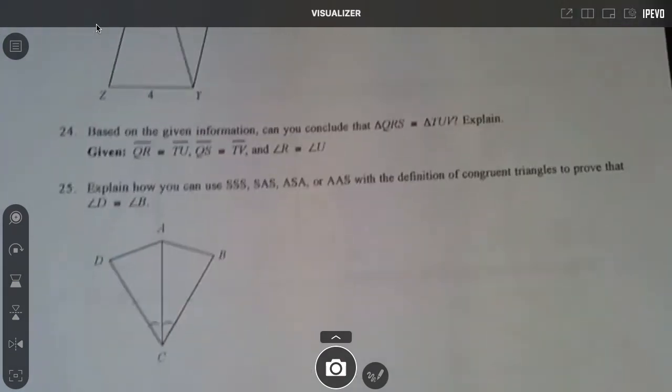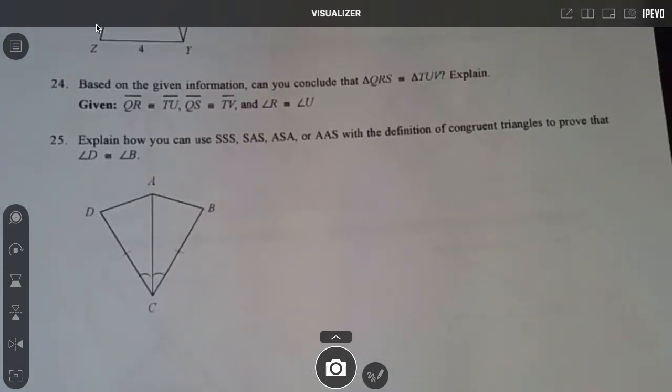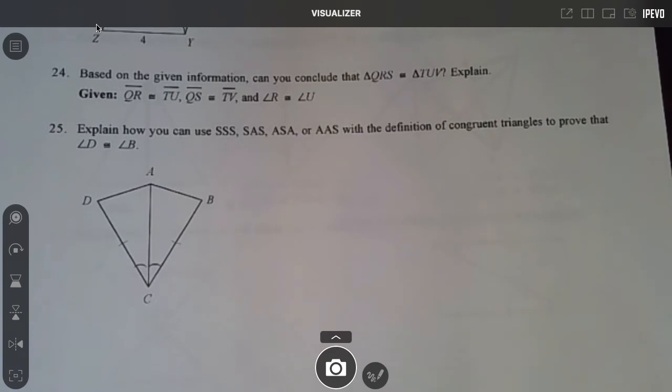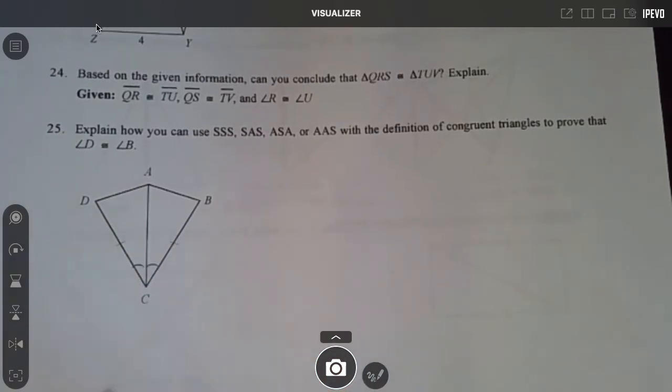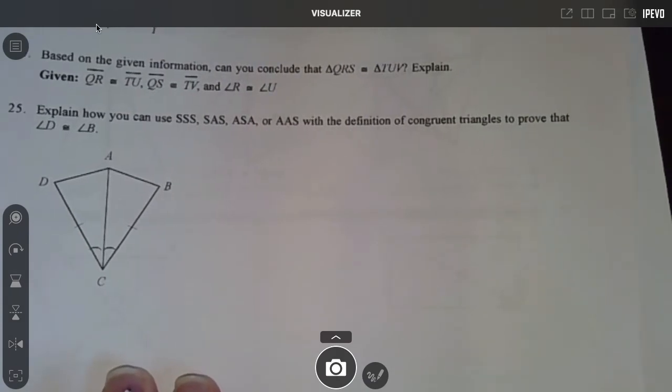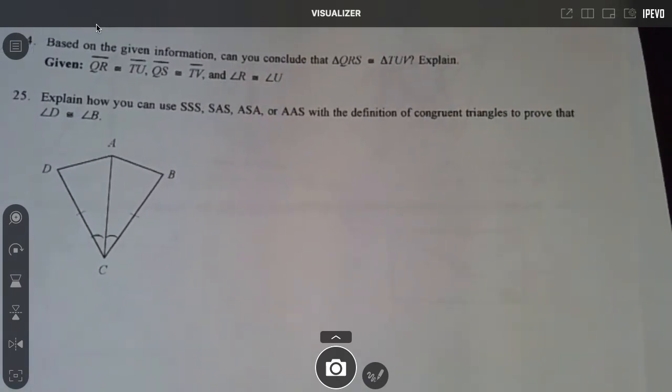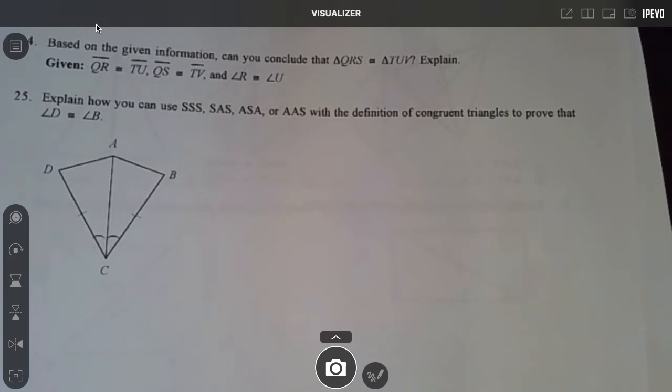Number 25 says, explain how you can use side, side, side, or all these, whichever one, with the definition of congruent triangles to prove that angle D is congruent to angle B. So basically, which one of these are we going to use? Side, side, side, side, angle, or angle, angle, side? Side, angle, side. Does everybody see that you would mark this one for reflexive property, and you would have side, angle, side? So first you would say side, angle, side, and then what do you say next to prove that D is congruent to B?